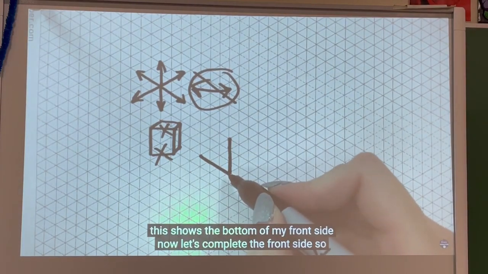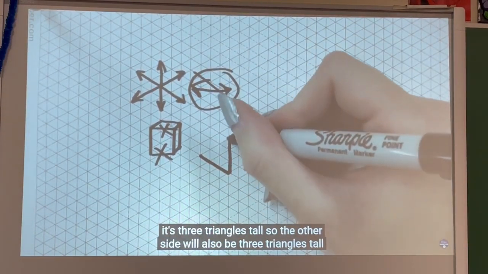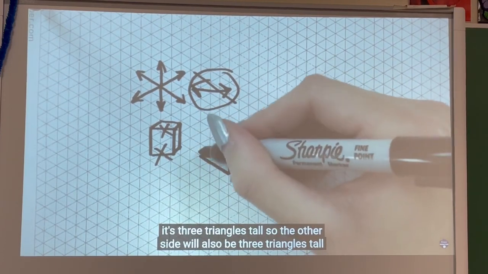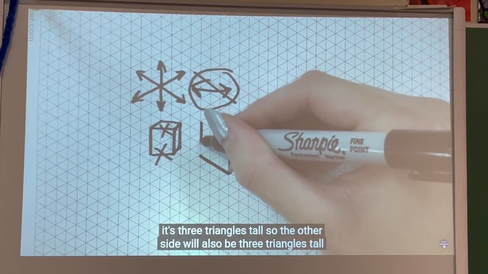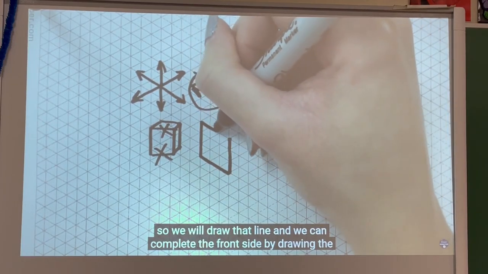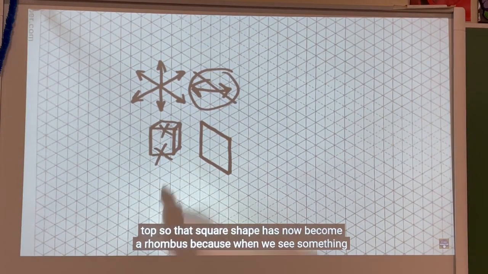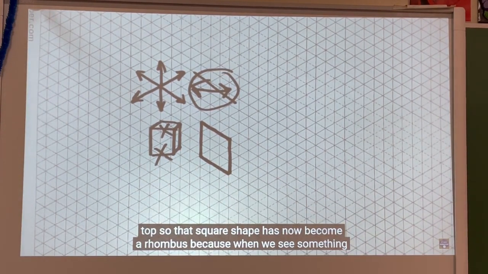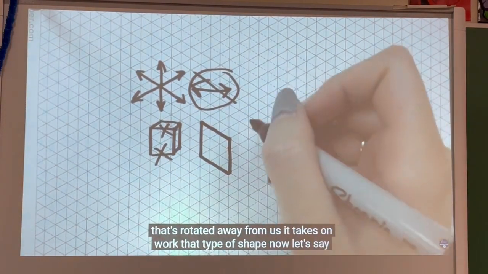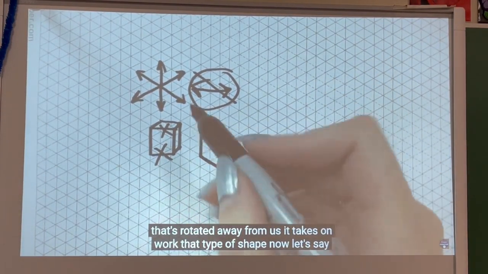This shows the bottom of my front side. Now let's complete the front side. So it's 3 triangles tall, so the other side will also be 3 triangles tall. So we will draw that line, and we can complete the front side by drawing the top. So that square shape has now become a rhombus because when we see something that's rotated away from us, it takes on more of that type of shape.